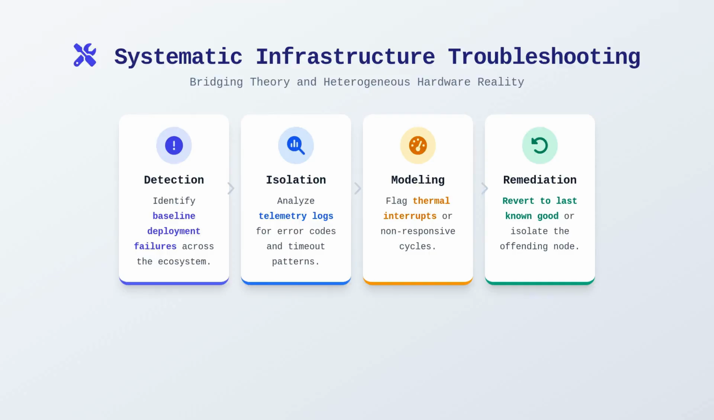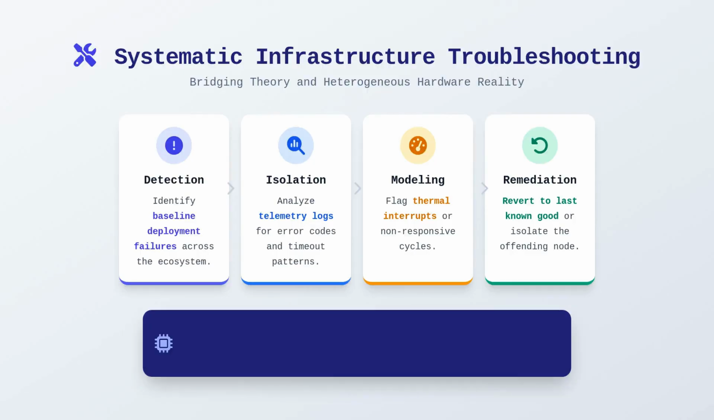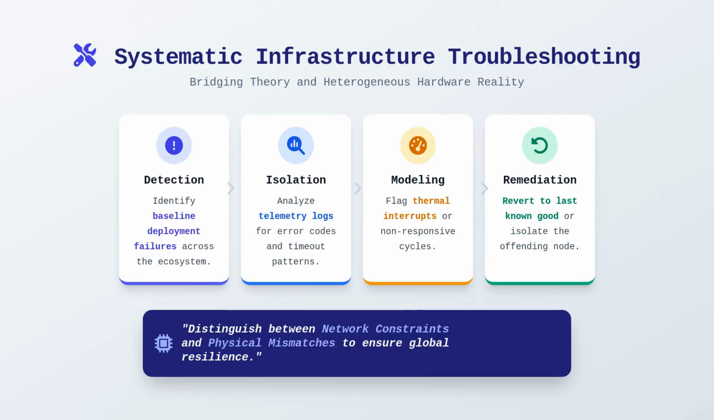Engineers should focus on interpreting these telemetry streams to identify whether the issue stems from a network constraint between the manager and the node or a physical compatibility mismatch. Mastering these diagnostic capabilities ensures that the infrastructure remains resilient even under the high stress of global data operations.